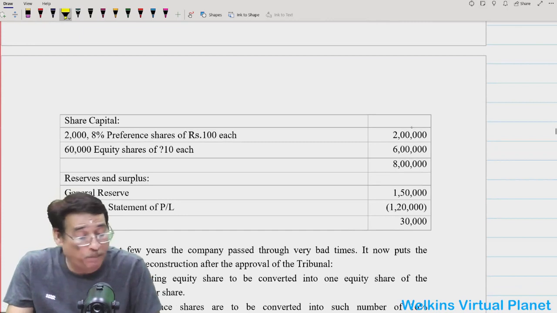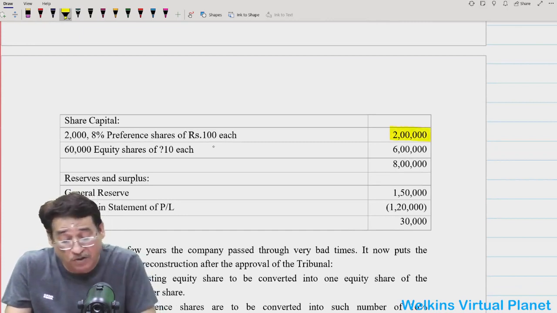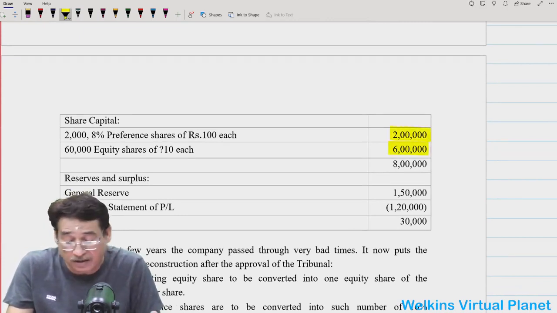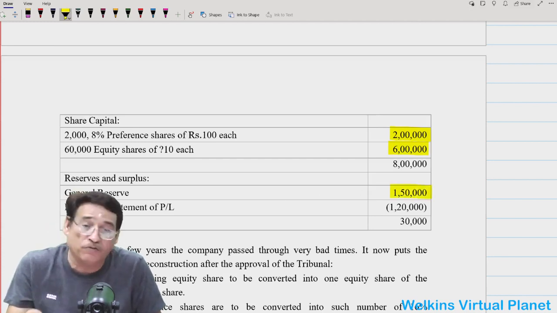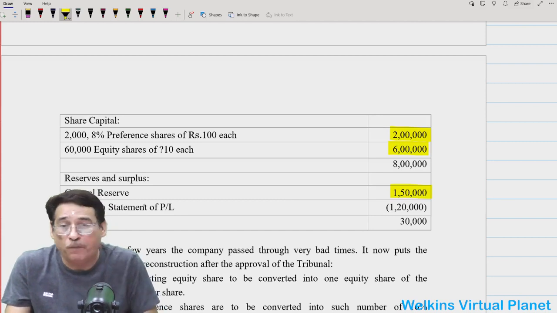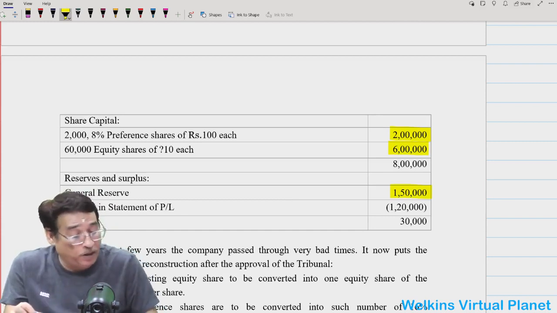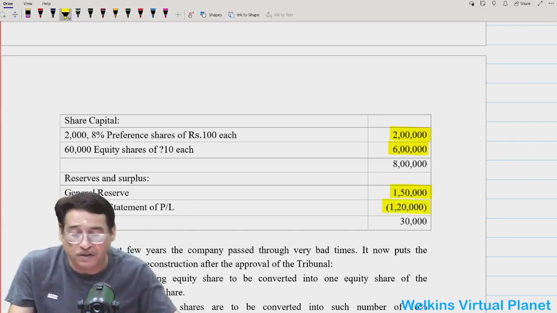One is 8% preference share capital of 2 lakh and 60,000 equity shares of rupees 6 lakhs. And as far as reserve and surplus is concerned, we have general reserve to the extent of 1,50,000 and profit or loss account balance, statement of P&L balance is negative balance, correct?